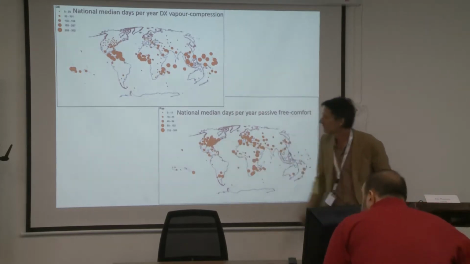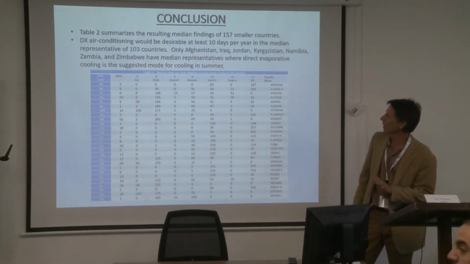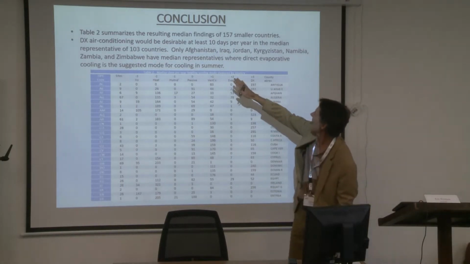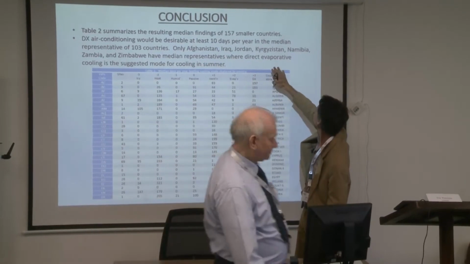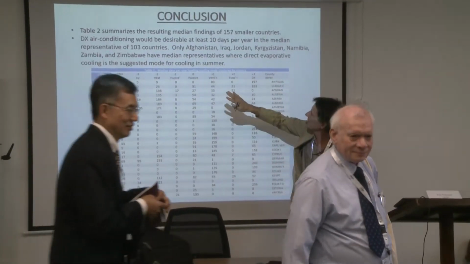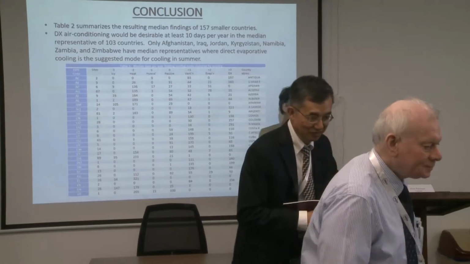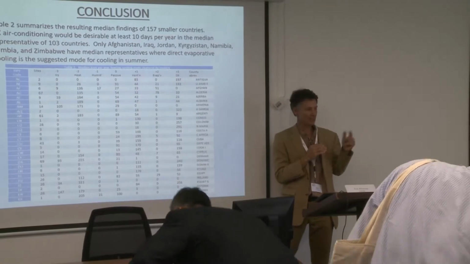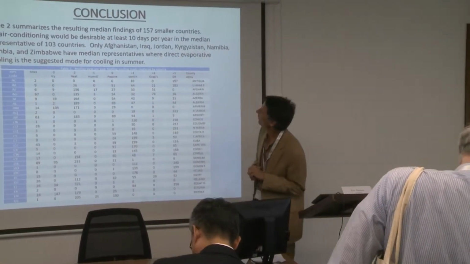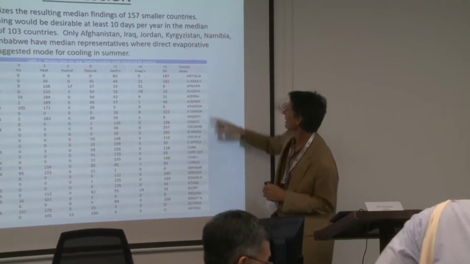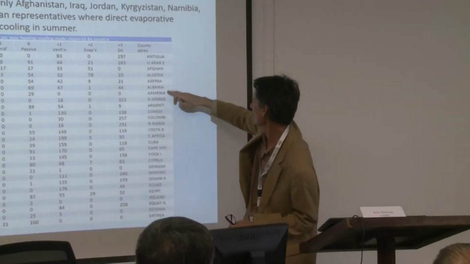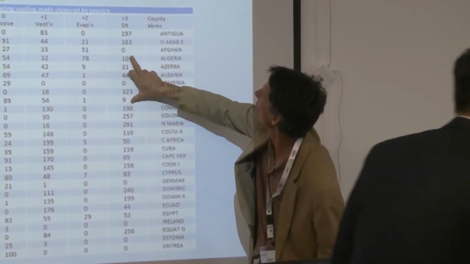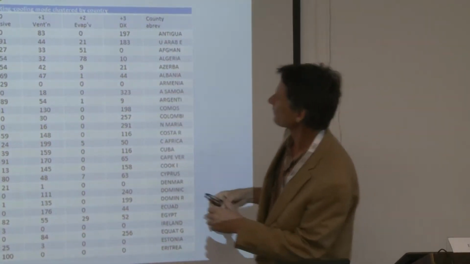And you need to remind me if I'm running out of time. But in conclusion, here's my conclusion. Okay, only Afghanistan, Iraq, Jordan, Kyrgyzstan, Namibia, Zambia, and Zimbabwe would be places where direct evaporative cooling would work. And if you let the criteria move by 1 day per year, then I would say that Argentina, where did you go? Argentina, 9 days there. And Algeria and Argentina, I would say.